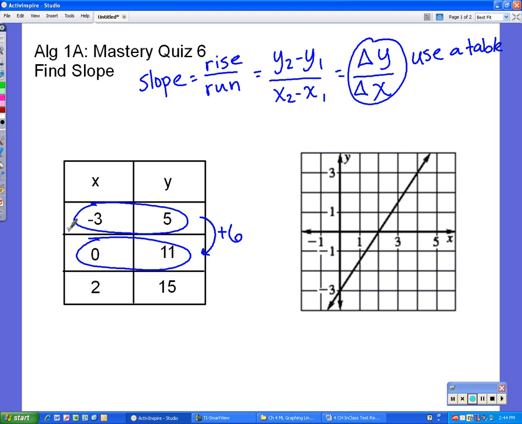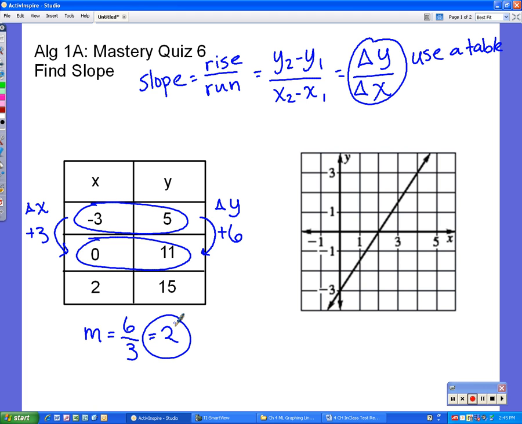Similarly, on the x column, I want to figure out what am I changing to go from -3 up to 0. Well, 0 is actually bigger than -3, so I know I'm adding. And I need to add 3 to get from -3 to 0, so I'm adding 3. Now all I need to do is take this change in y and divide it by my change in x. So I get positive 6 divided by positive 3. So my slope is equal to 6 over 3, which is equal to 2. So 2 is the slope on the first problem.